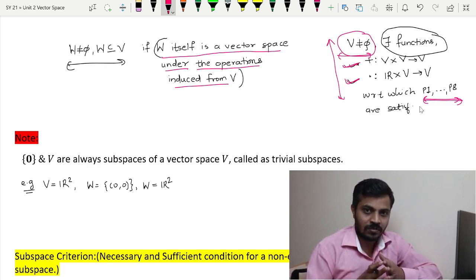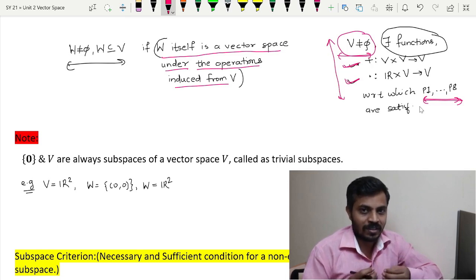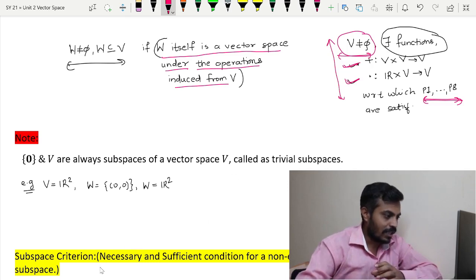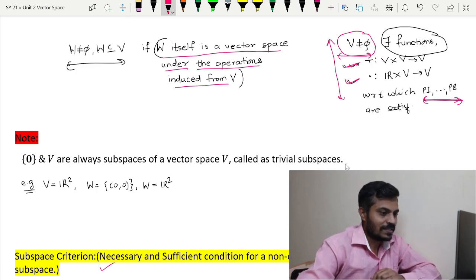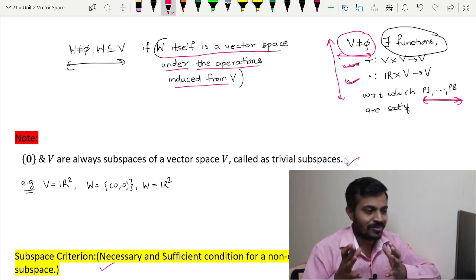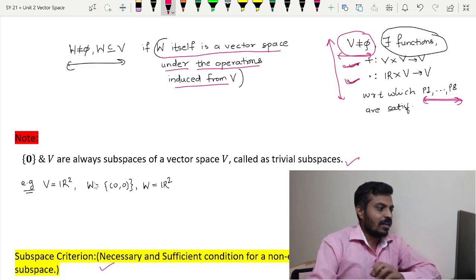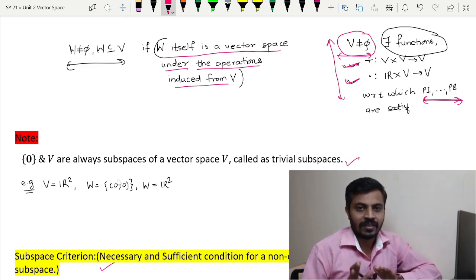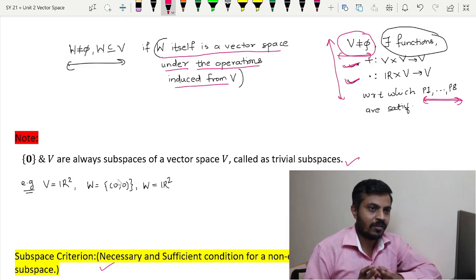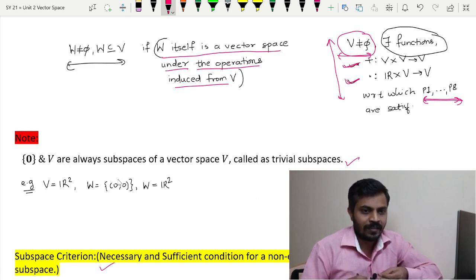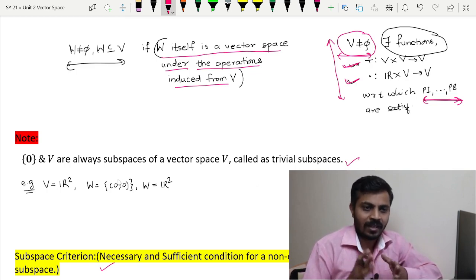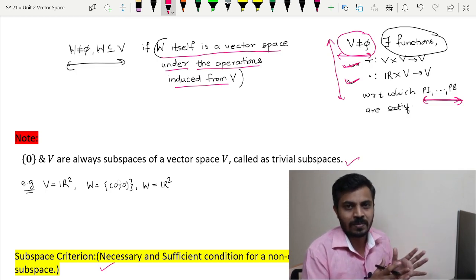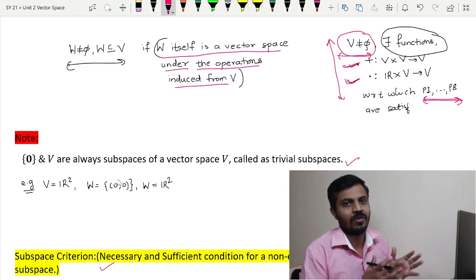So in order to come out of this, we have a criterion that we are going to see today. But before that, let us discuss this note. What is this note saying here? Whenever you have a certain vector space, you always have a few subspaces of it, and they are called trivial subspaces. Whatever vector space you have, that vector space is going to have these subspaces. That is always going to be true.